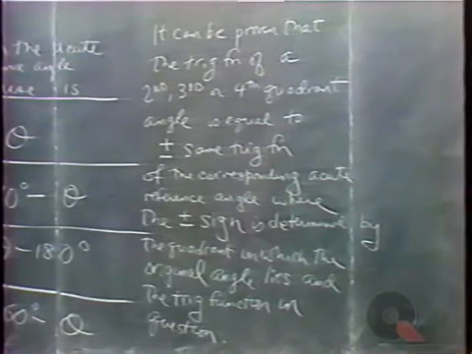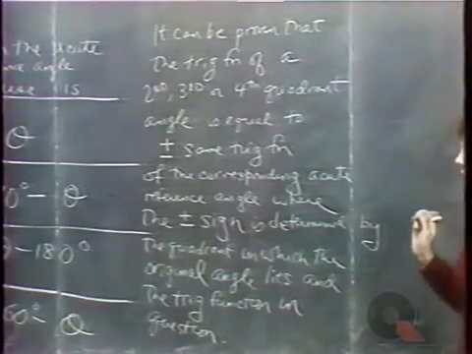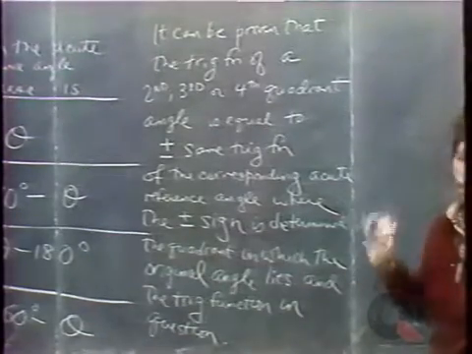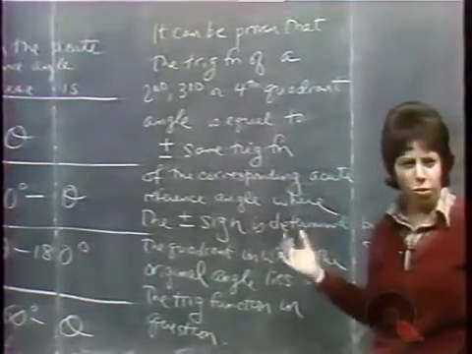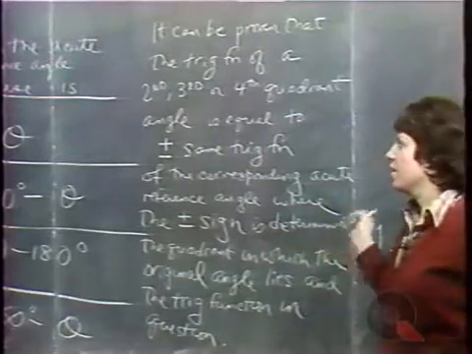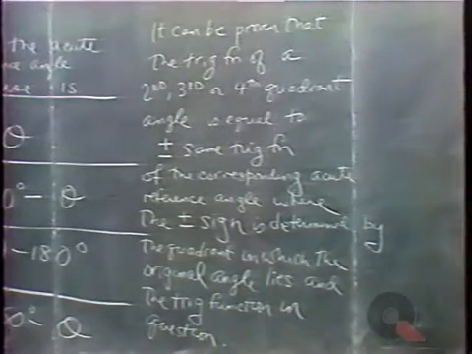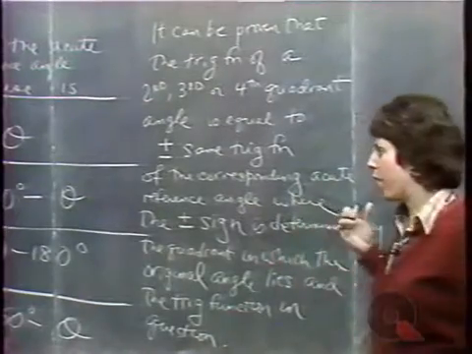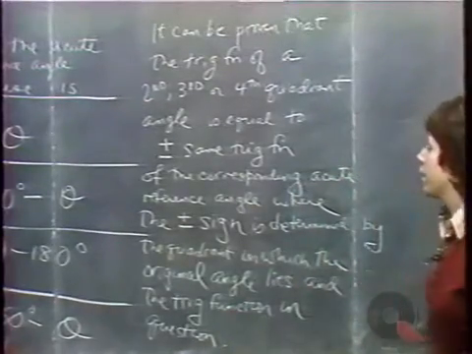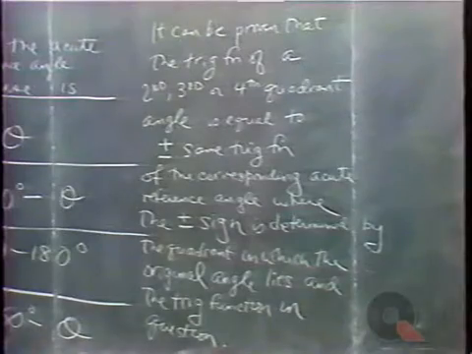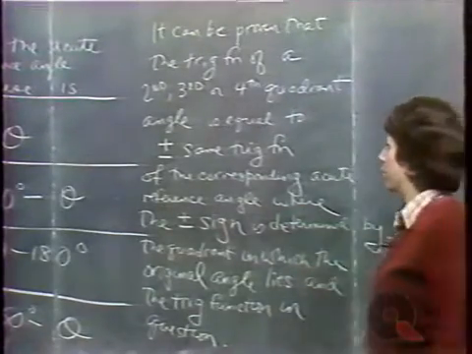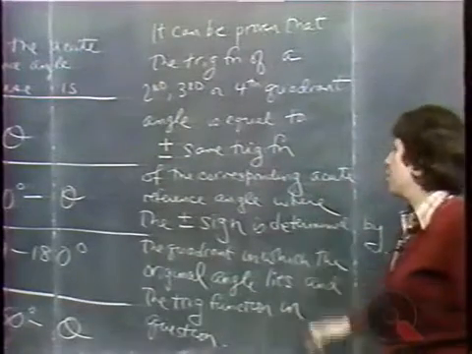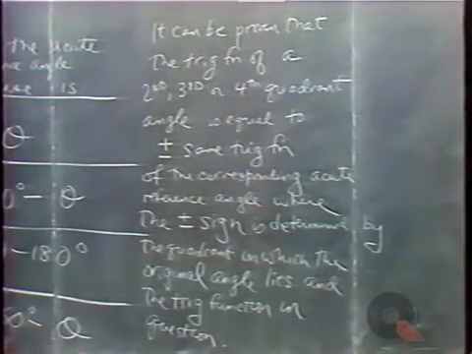First of all, we're faced with the problem of finding a trig function of a second, third, or fourth quadrant angle. If it was just a first quadrant angle, we could merely look it up in a table of values, or we would know it if it was a basic angle. Second, third, and fourth quadrant angles are not explicitly given in tables. It's assumed that you would be able to transform the problem in the following way. Any trig function of a second, third, or fourth quadrant angle will be plus or minus the same named trig function of the corresponding acute reference angle.